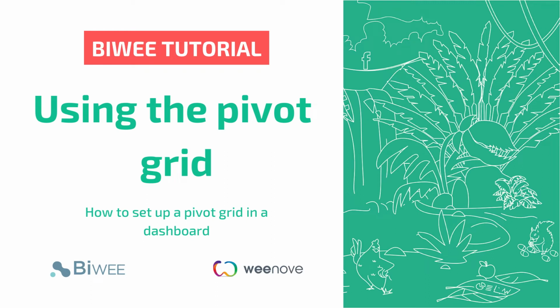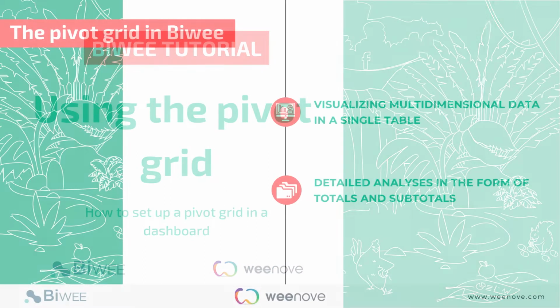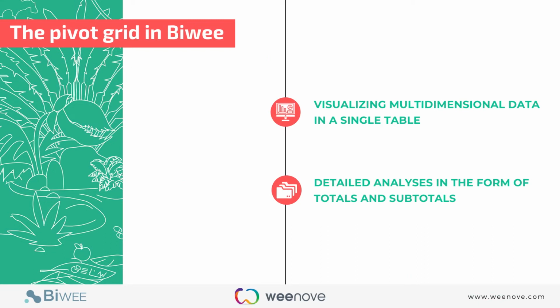In this video, you will see how to set up your pivot grid. The pivot grid is suitable for visualizing multidimensional data in a single table. It allows you to get global or more detailed analyses in the form of totals and subtotals.